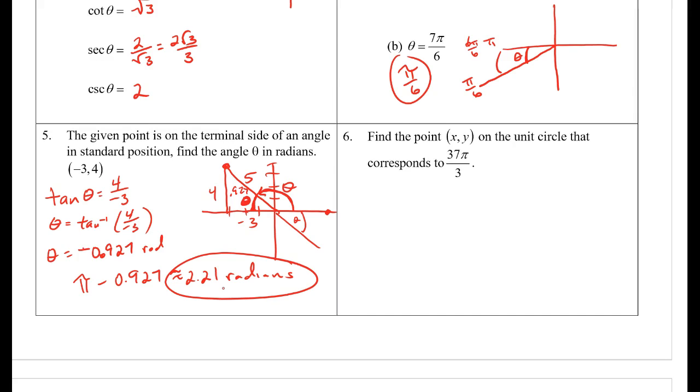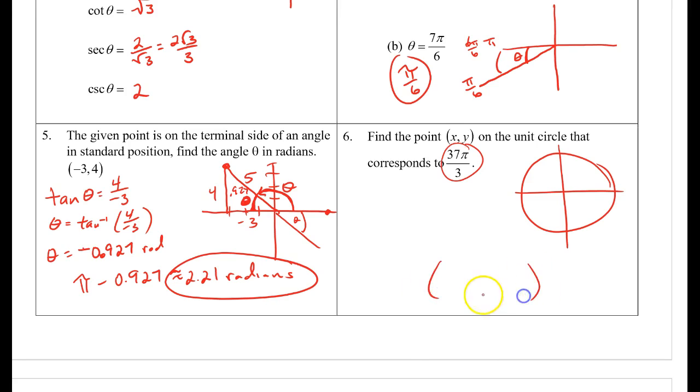Number 6, find the point on the unit circle that corresponds to 37 pi over 3. So all we have to do is figure out where on this unit circle this angle is, and then use that value to find its ordered pair. If it's on the unit circle, it's going to be one of the values that we've talked about, like 0 or 1, or rad 2 over 2, or rad 3 over 2, or 1/2, or some negative value of any of those. So the first step is to figure out where is 37 pi over 3. Well, we know that every 2 pi we get 1 full revolution.